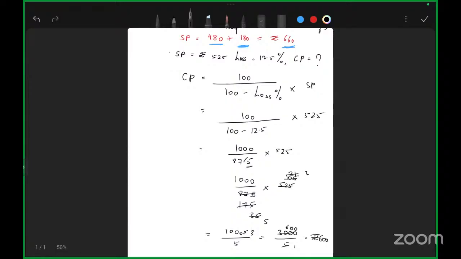Yeah, I will send this formula sheet in the group today. Okay, I will send this formula sheet once again in the group today, so you all can refer to it.